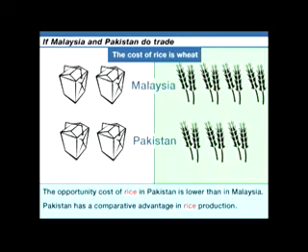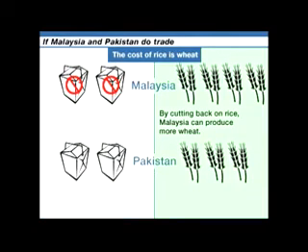Since Pakistan has a comparative advantage in the production of rice, Malaysia is going to try to find some way to get Pakistan to want to produce rice and send it to Malaysia instead. Malaysia wants to specialize in the direction of wheat. Pakistan would specialize in the direction of rice. Here's a story that I think will make this comparative advantage comparison clear.